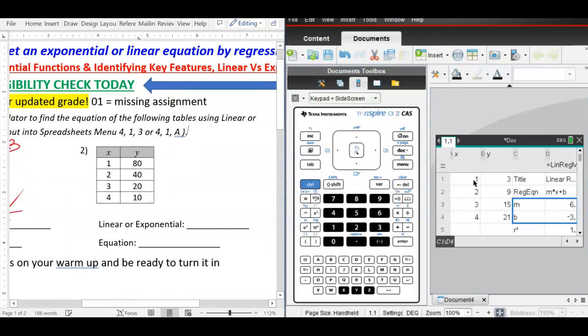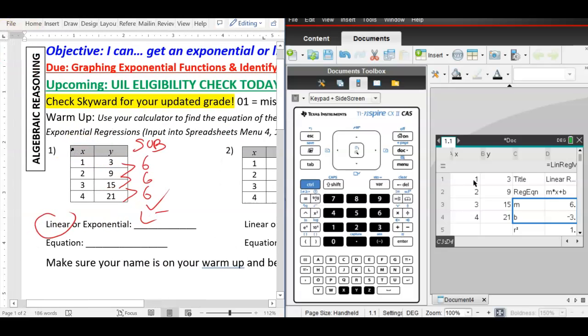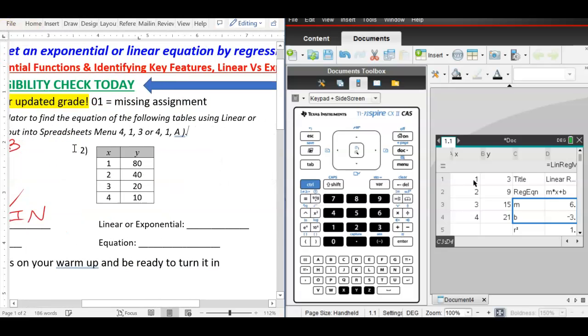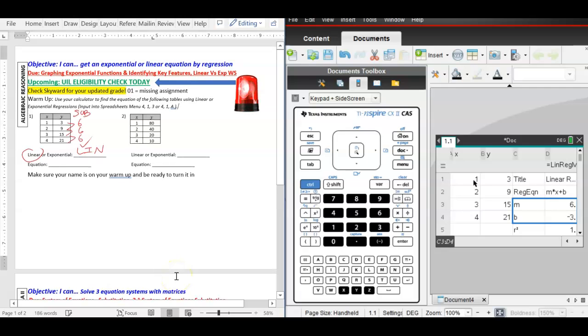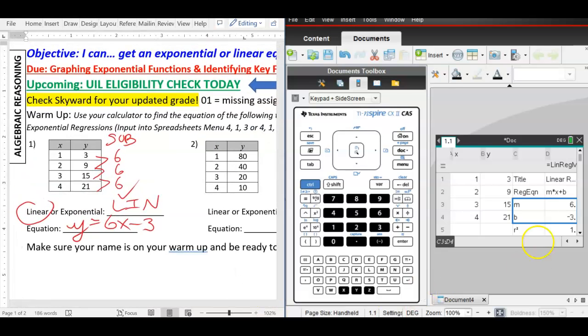So since it's linear, I'm going to write the word linear. And then my equation is going to be mx plus b, so it's going to be 6x minus 3, because over here, the m I got was positive 6, the b I got was negative 3. So you can write it as just a minus 3. So remember, subtract first. If it's the same, you call it linear, and you do menu 4.1.3.